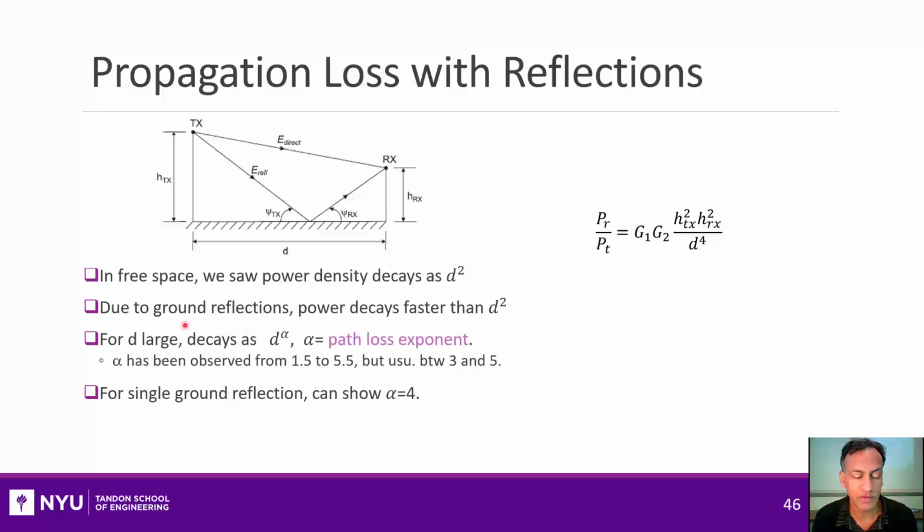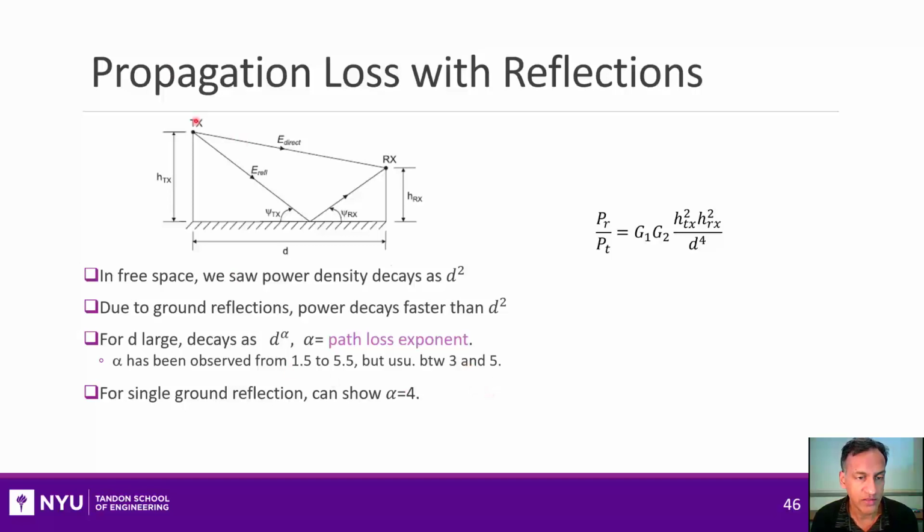If it decays as d to the alpha, we call that parameter alpha the path loss exponent. Sometimes it can actually be less than 2, but typically it's between, say, 3 and 5. Less than 2 happens typically in what's called a wave-guided environment, like a road in Manhattan, say, where the signal is being directed by the buildings.